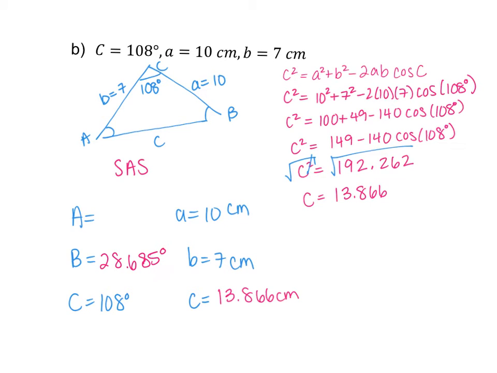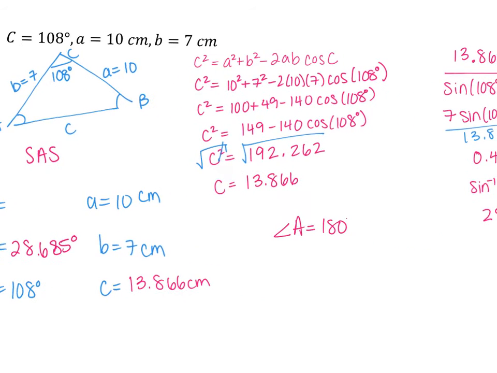All right, so everything looks good so far, and I just now have my last angle. So I can take 180 and subtract it from both of these angles, and I should get my last angle. So if I want angle A, I would just take 180 and subtract it from my two angles that I had. So subtract it from 128.685 with 108. My angle A is 43.315 degrees.